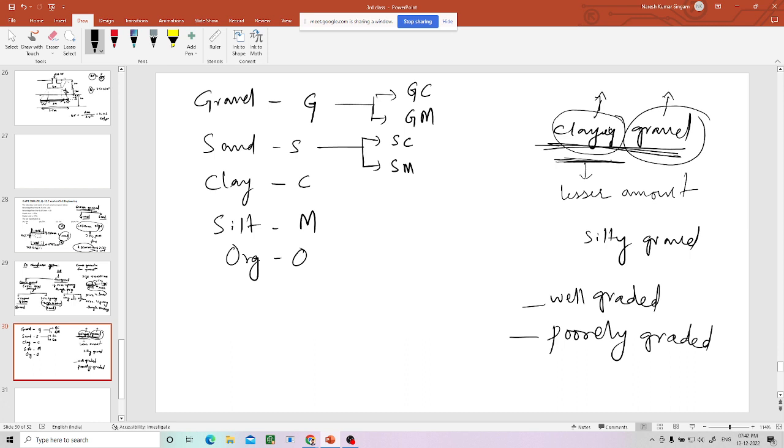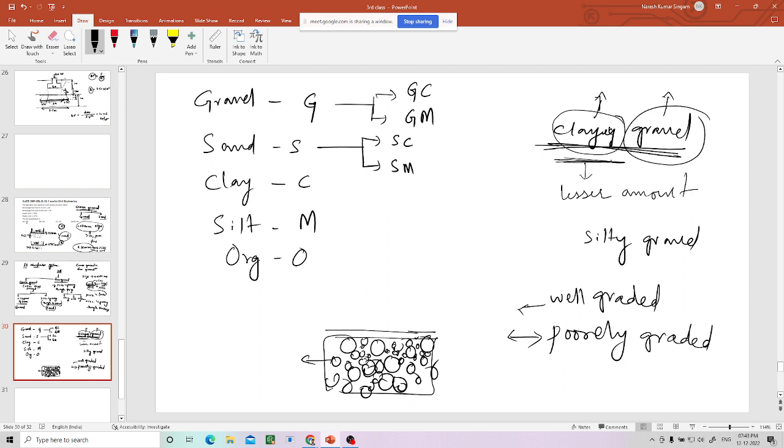The definitions of well graded and poorly graded I will give you in the upcoming classes. Like suppose taking a soil, if the soil contains different sizes of particles, then what happens? All the voids get filled by the small particles which are formed from the big particles. When it is so, it can form a dense sand or dense soil. That is the reason why the well graded soil will always have different sized particles.